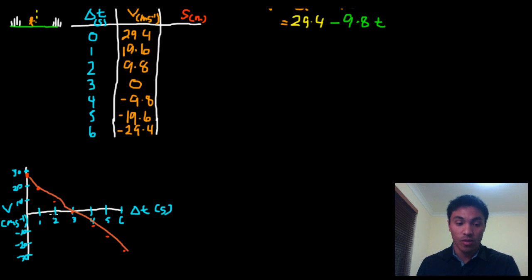What you should notice as well is that, being a straight line, we should be able to calculate the gradient of this line, and the gradient will be 9.8. It's actually negative 9.8, because we see that it's constantly decelerating. The line is on a downward slope, so we know that it's decelerating. It's a constant deceleration in this part, but in this part it's an acceleration in the negative direction.